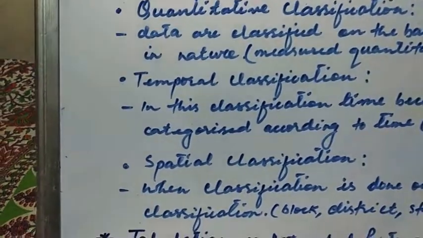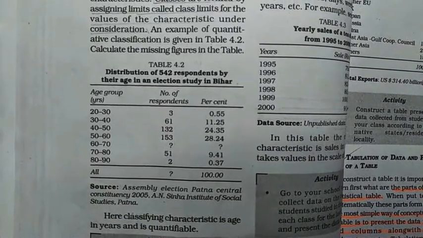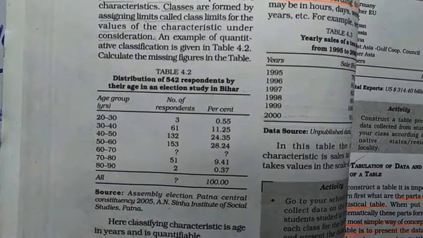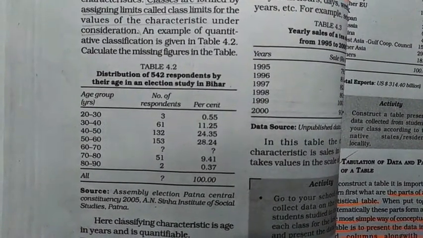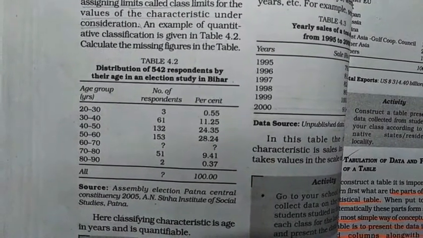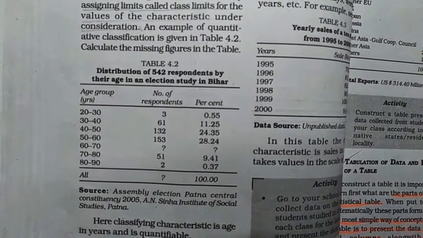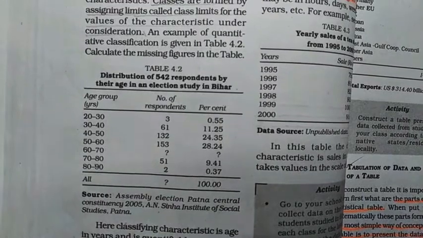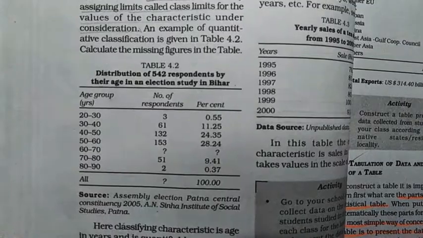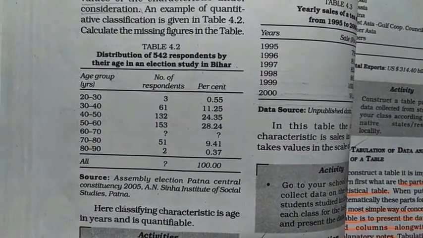So table 4.2 is the example of quantitative classification. We are measuring the distribution of 542 respondents by their age in an election study in Bihar. So age group, number of respondents, and percentage are all characteristics of measurement we can measure in quantity. Measurement in quantity is possible in this example.